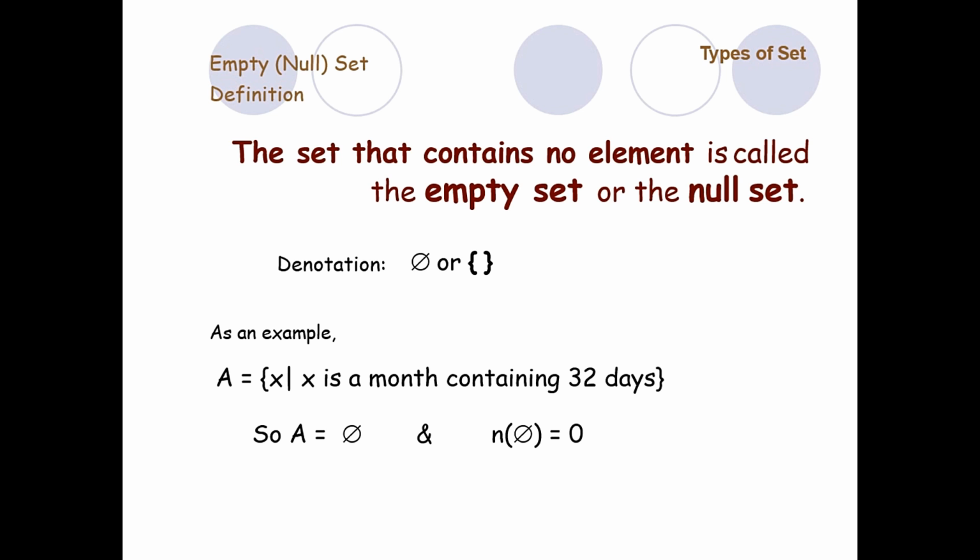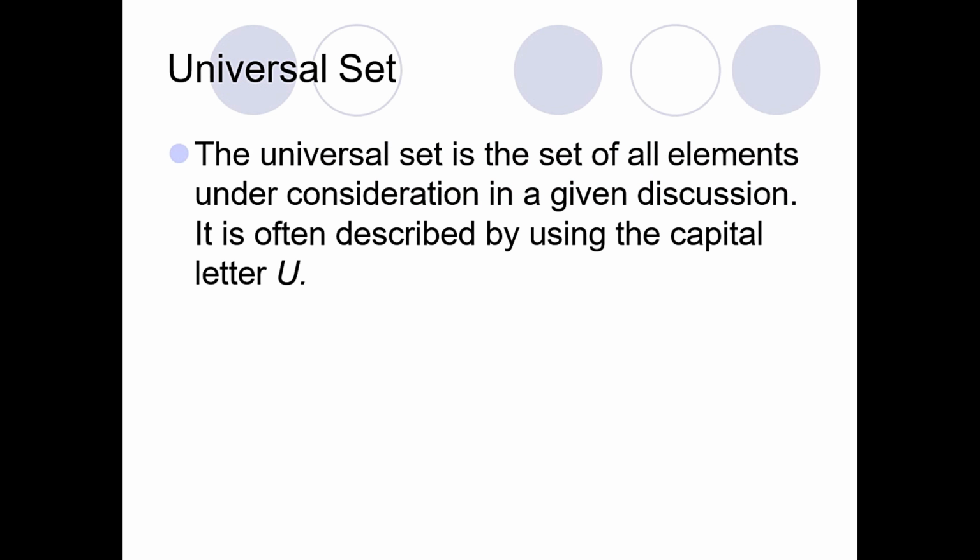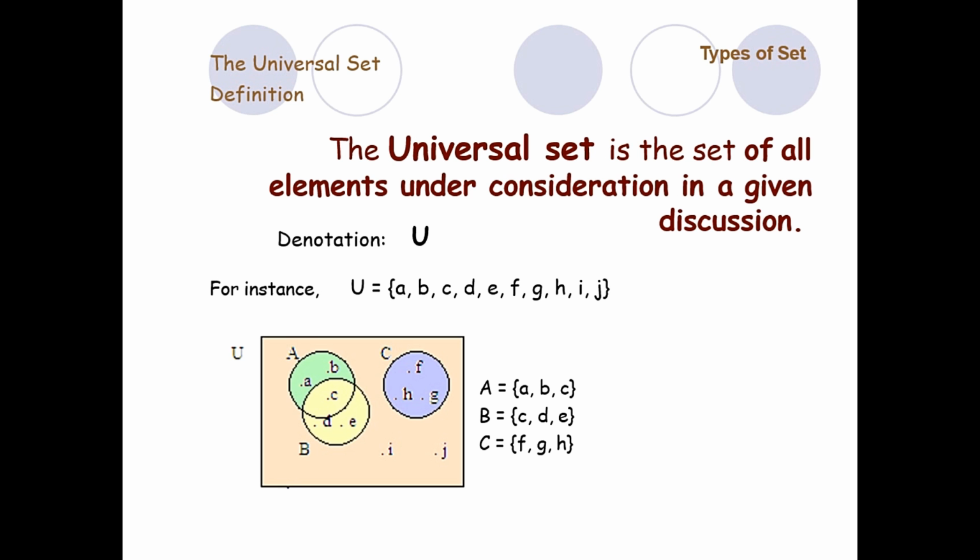Okay, now let us go to another type of set. This is known as the universal set. The universal set is the set of all elements under consideration in a given discussion. It is often described by using the capital letter U. Alright, now for more emphasis, for instance, we have the universal set equal to A, B, C, D, E, F, G, H, I, and J.